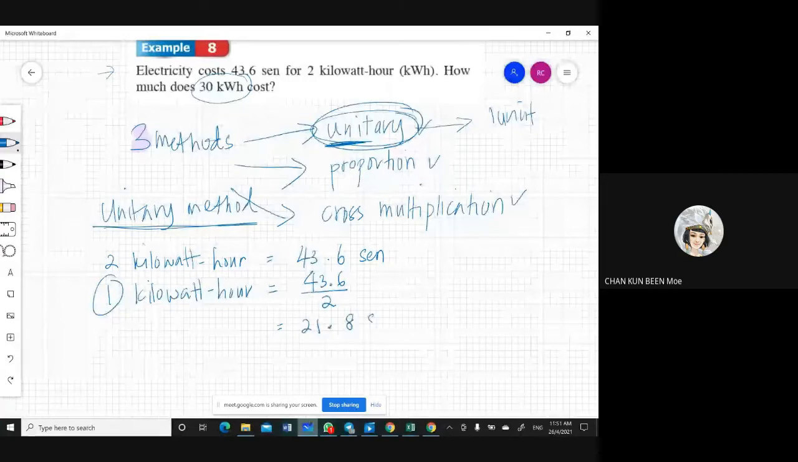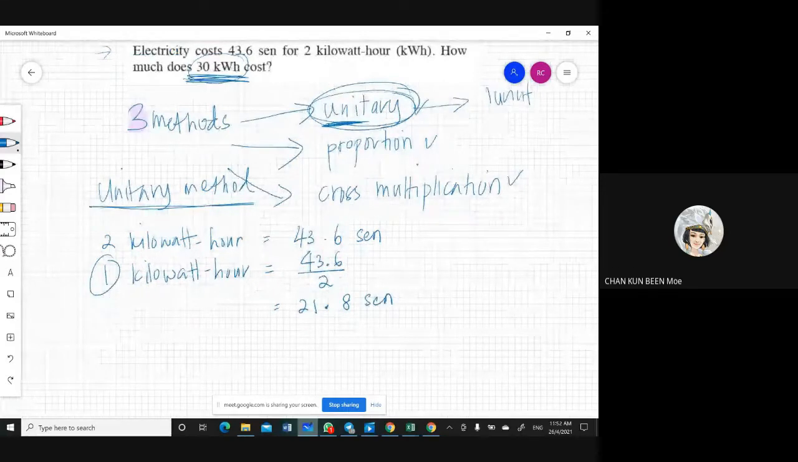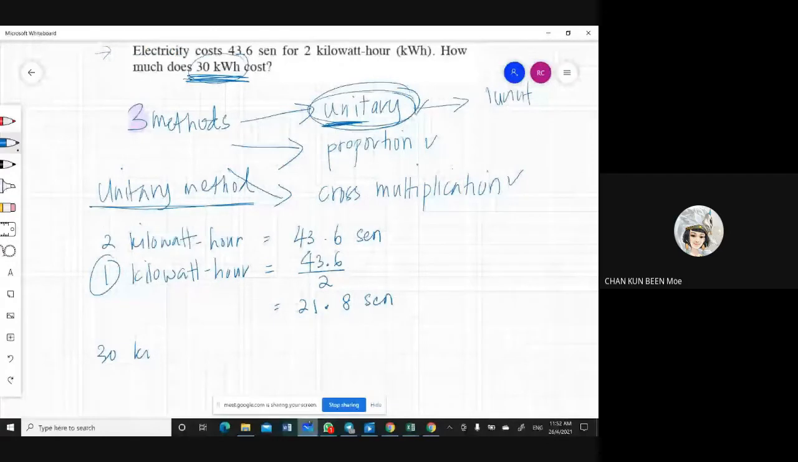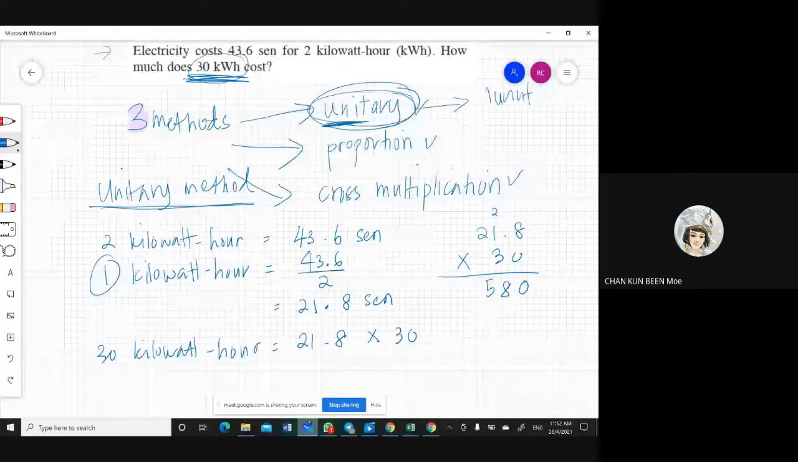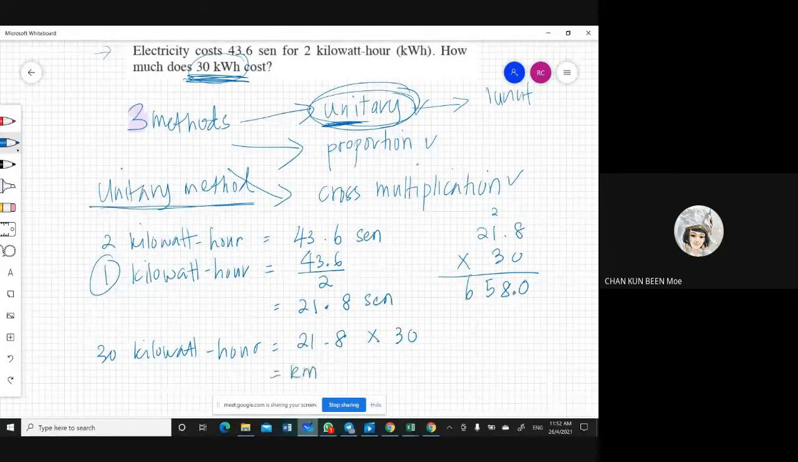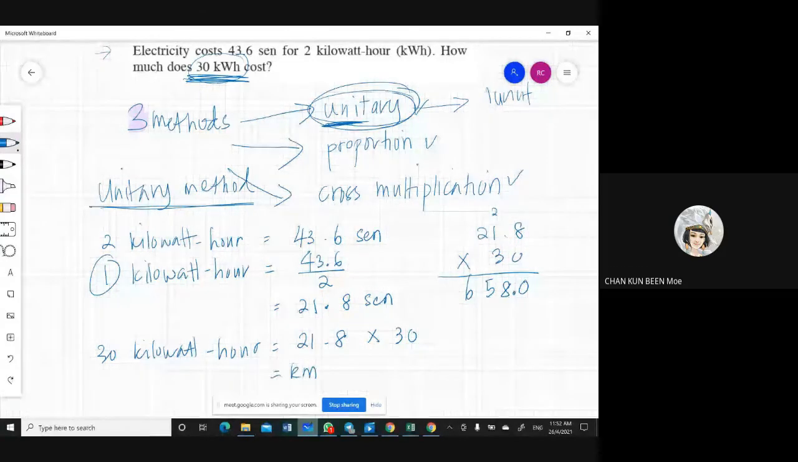So after you found out 1 kilowatt, then you are able to get the answer for 30 kilowatts. So 30 kilowatt hour will be equal to 21.8 cents multiplied by 30. So 21.8 multiplied by 30. 0 times 8, 0. 3 times 8, 24. 3 times 1 is 3, plus 2 is 5. 3 times 2 is 6. So the answer will be 1 decimal place, equal to 65.4 cents... actually 658 cents.